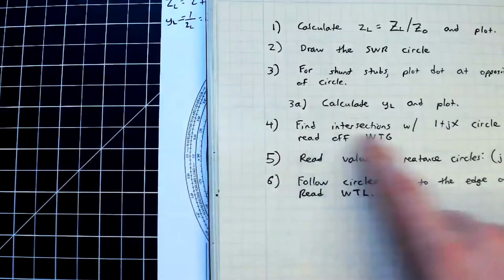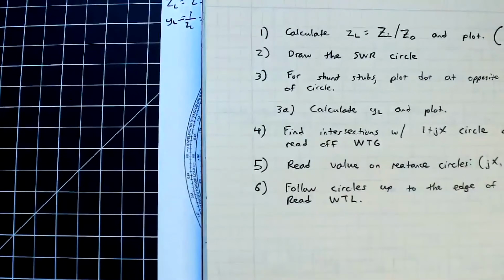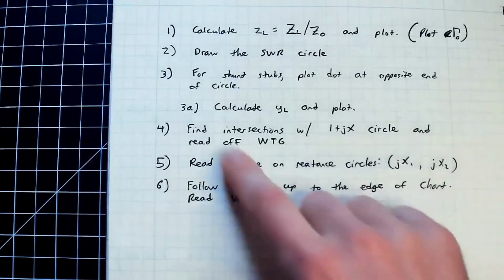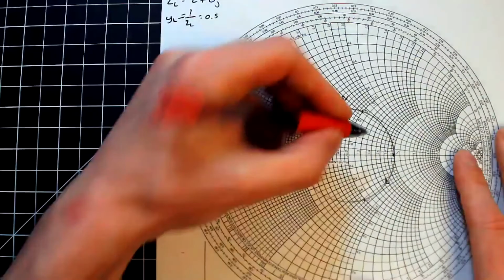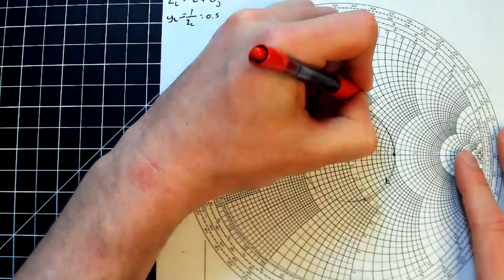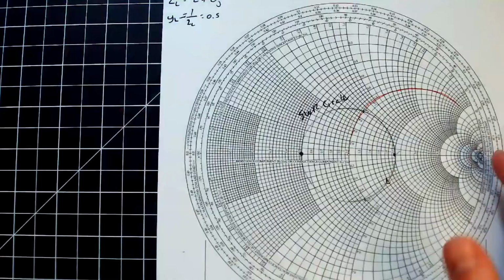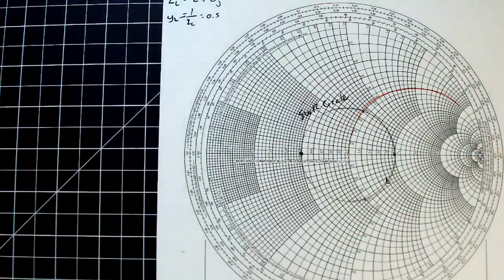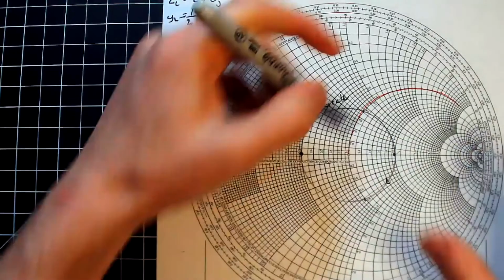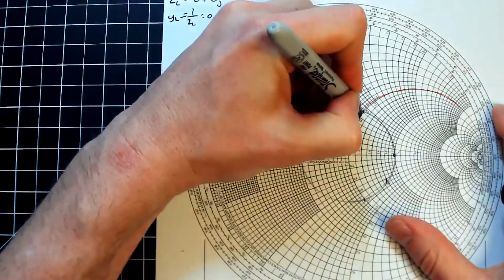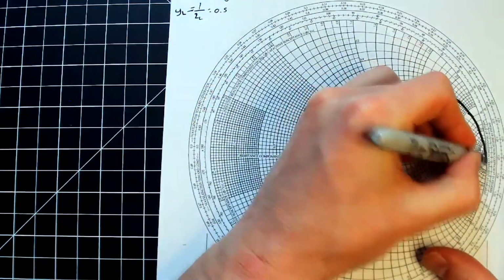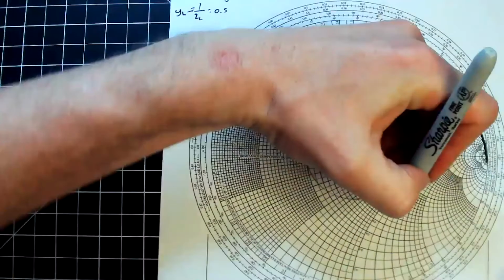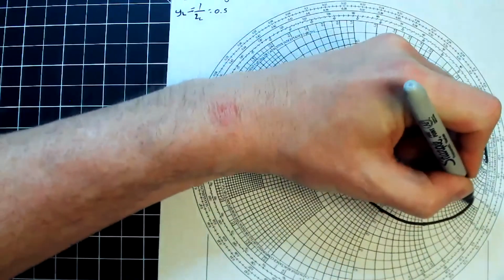Step 4 is find intersections with the 1 plus jx circle. Let me get that here. I need my intersection with 1 plus jx, and then I'm going to read off the wavelengths. So in other words, here is my magic circle here. In fact, I'm going to use a big fat Sharpie just to make it stand out a little more, because we did big fat black circles when we did this in MATLAB. I'm going to read that out here. There we go.